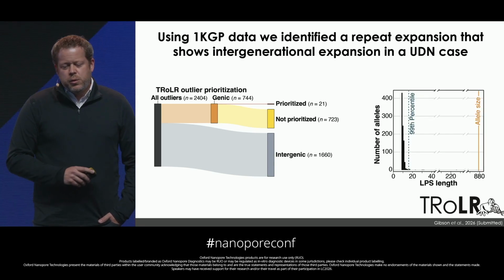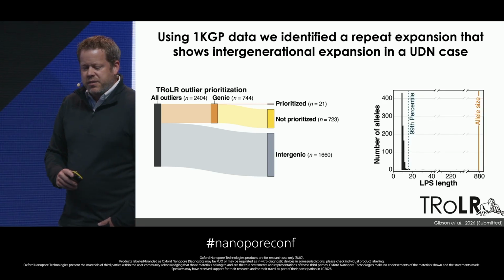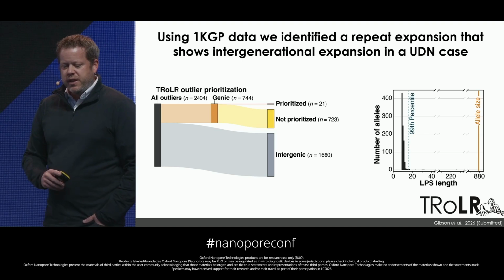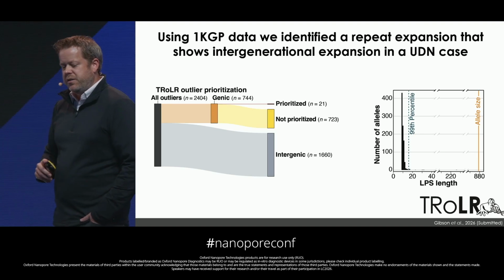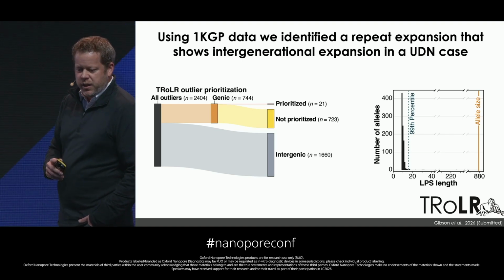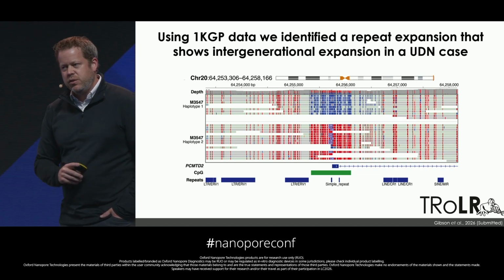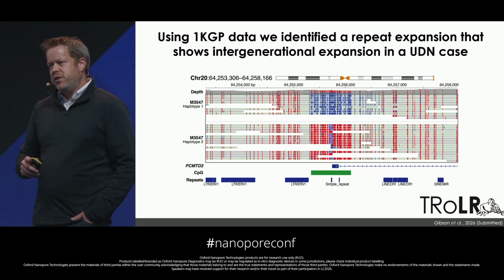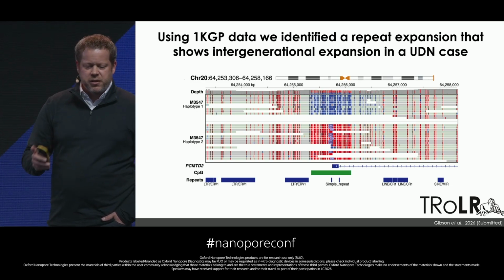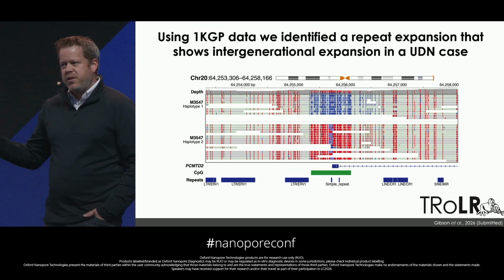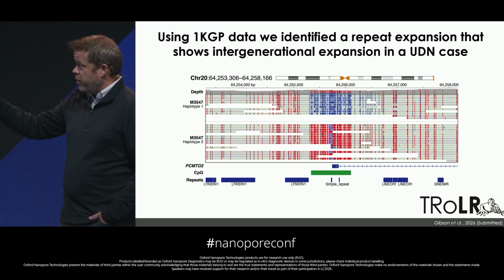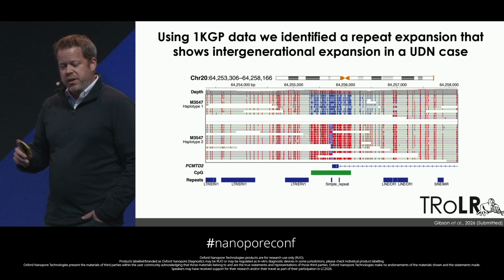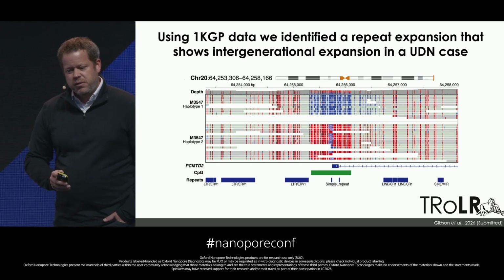We applied this to 45 unsolved UDN cases, and within those we found a couple of very interesting expansions, one of which right here is a very large expanded allele in a gene called PCM-TD2. This is not associated with the Mendelian condition, but it did show intergenerational expansion, so mom had a shorter expansion than the proband did, and then the haplotype that's expanded, which is the one on the bottom there, haplotype 2, is methylated, which makes sense for this condition.